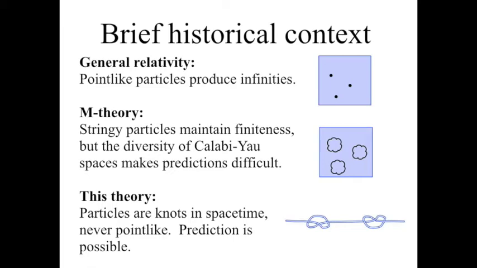In this theory, we assume that particles are knots in spacetime, and therefore they're never point-like. Furthermore, because of the simple assumptions of this theory, we find that prediction is possible.